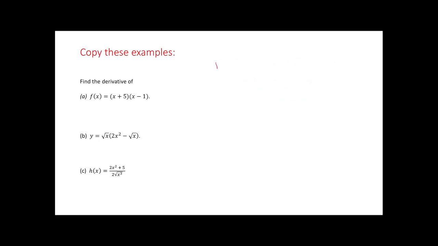Moving on to example B. In example B, not only have we got surds, we've still also got this product in it. So we're going to have to manipulate through this to get it into a differentiable format. The first thing that I'm going to do is deal with the surds. Remember, the square root of x is actually x to the power of a half. The 2x squared is absolutely fine. And then that root x is x to the power of a half.